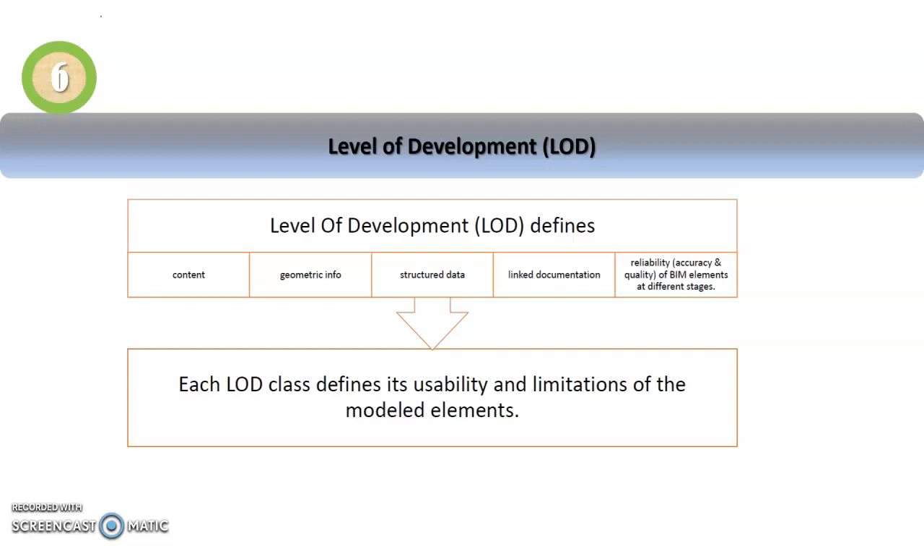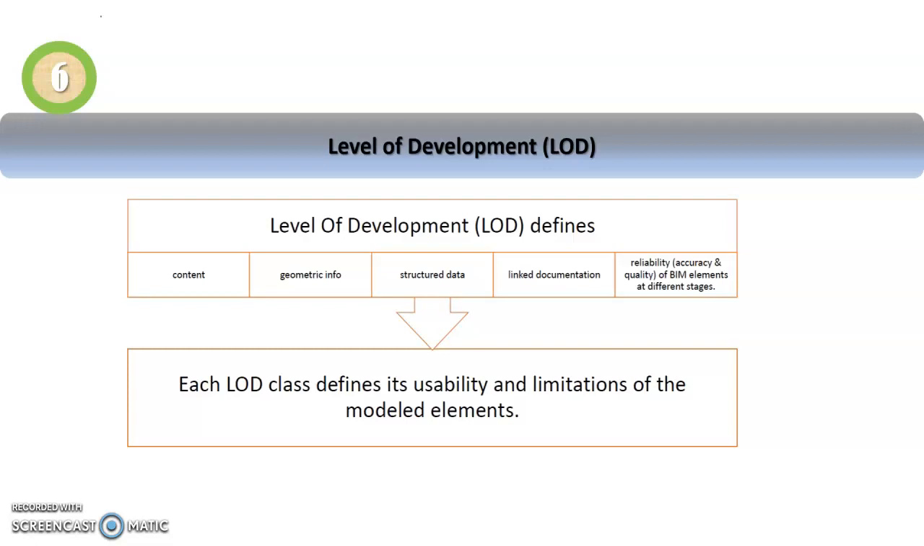But at different phases of the project life cycle, the amount of information that you want to put into the model need not always be 100% complete or 100% detailed, because that may not be needed at that particular stage. So that is why we make use of this concept called level of development to tell all the different stakeholders how much detail we are actually putting in.